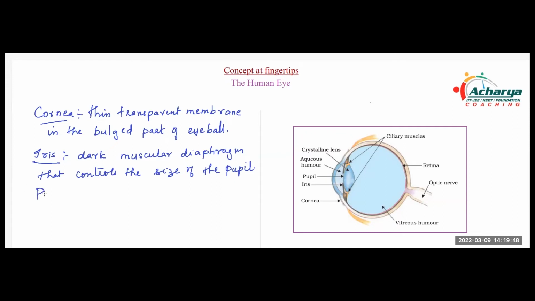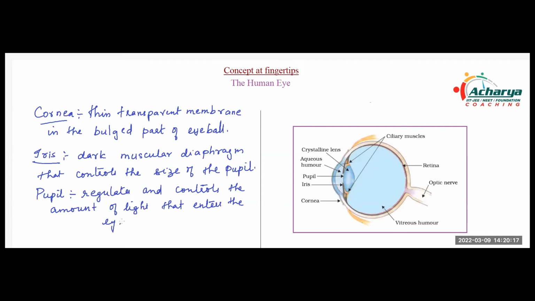Next we will see the pupil. The pupil is the opening through which the light enters the eye. The pupil regulates and controls the amount of light that enters the eye.